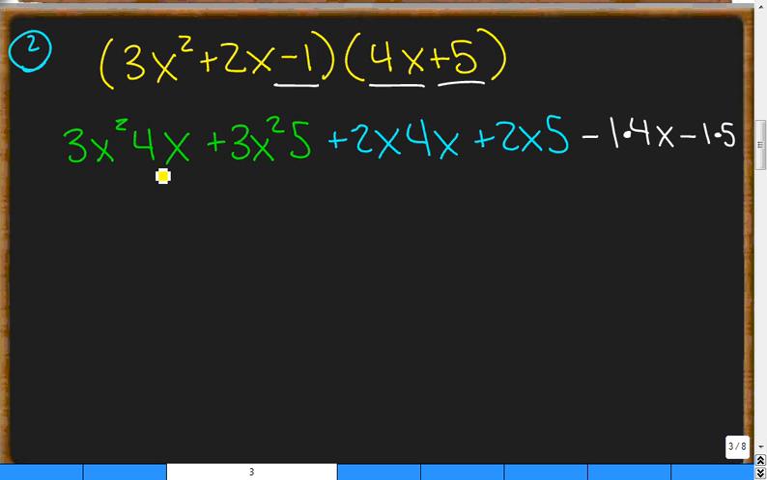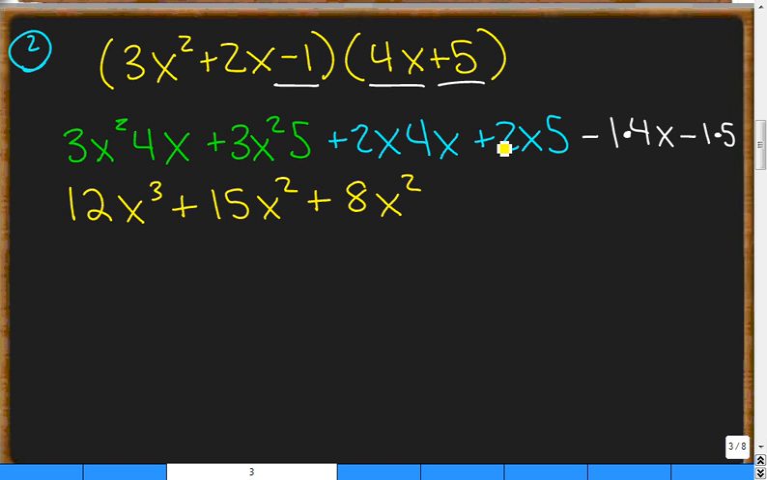So 3 times 4 makes 12. X squared times x makes x cubed. The next term, 3x squared times 5 makes 15x squared. 2x times 4x makes 8x squared. 2x times 5 makes 10x. And then negative 1 times 4x makes negative 4x. And then negative 1 times 5 makes negative 5.